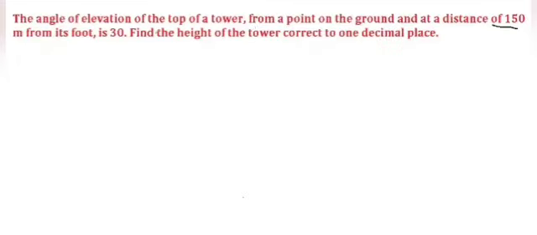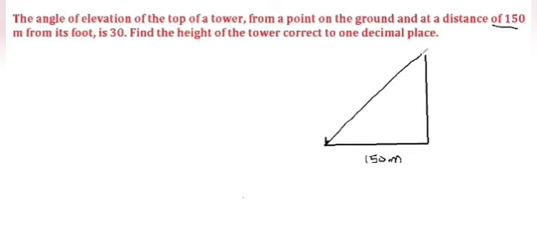We have the question here, the angle of elevation of the top of the tower. Now it means we have a tower, so let us make a tower here. Now angle of elevation from a point on the ground. We have a point on the ground which is at a distance 150 meter away from its foot. So we can take here that this distance is 150 meter away, and the angle of elevation from the ground to the top of the tower is 30 degree.